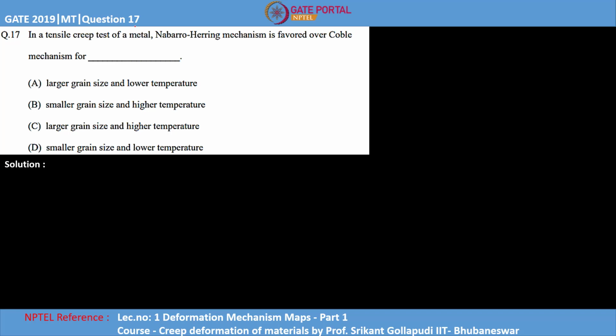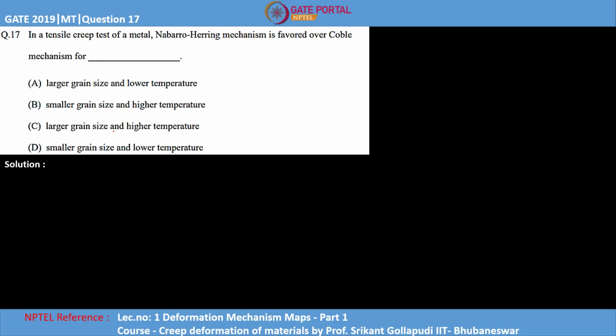This is question number 17 of GATE 2019 Metallurgical Engineering. In a tensile creep test of a metal, Nabarro-Herring mechanism is favored over Coble mechanism for... you have been given different options mentioning the grain size and the temperature, and then you have to choose the correct option.